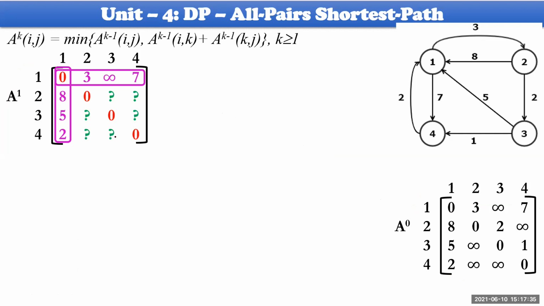Then we'd like to start the work. What are the remaining values which have been left over here? Obviously, the diagonal elements are always zeros only, because 1 to 1, 2 to 2, 3 to 3, 4 to 4, there is no edge.